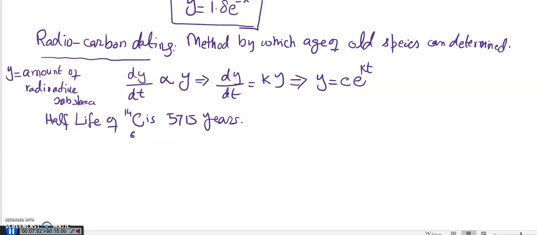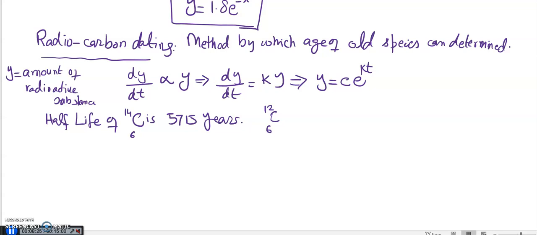Okay, so what is this C614? Actually, carbon is generally not a radioactive substance, but the carbon which is not radioactive is C612. So C612 is the normal carbon, with 12 atomic mass, but with 14 atomic mass, that type of carbon is a radioactive carbon. So it gradually converts into C12.